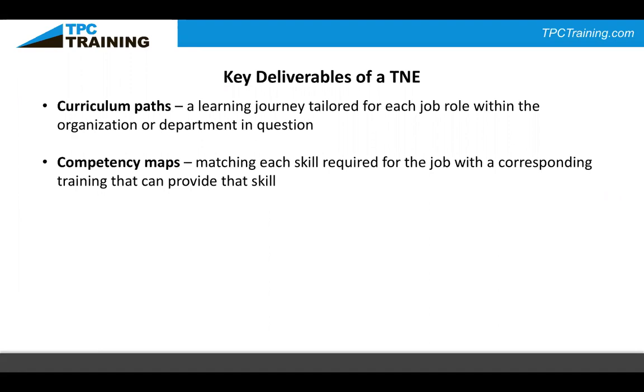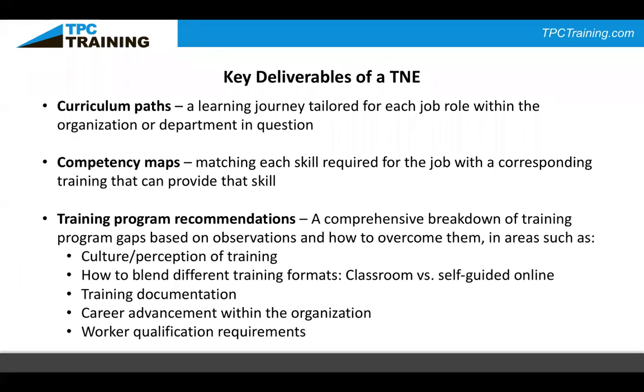And then finally, along with the tailored curriculum paths in the training program, with the competency maps that can lead to that training program, it's going to be a set of comprehensive training program recommendations. A breakdown of the gaps, first of all, that were identified during the observations, and then how to overcome them. So there's recommendations that we can provide on the culture and perception of training, right? And some best practices for how to overcome that. This is a big one here, how to blend different training formats.